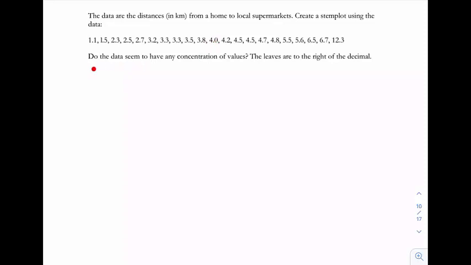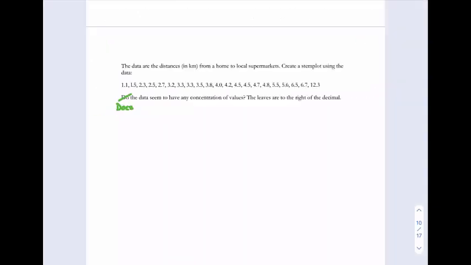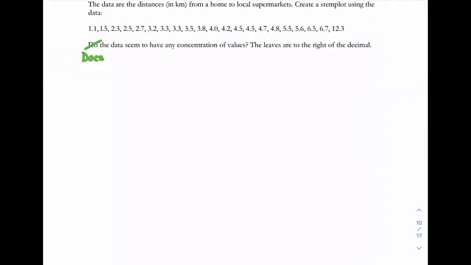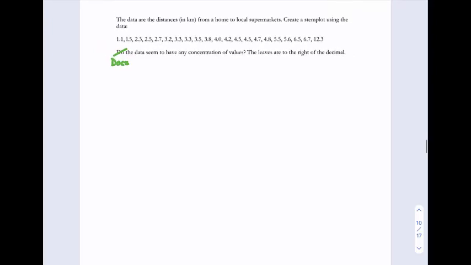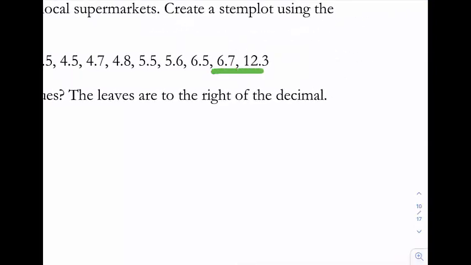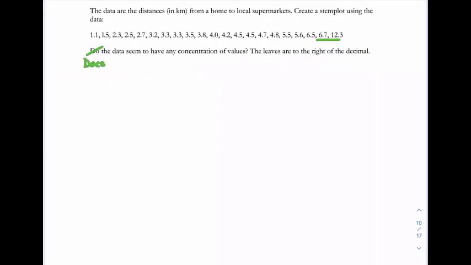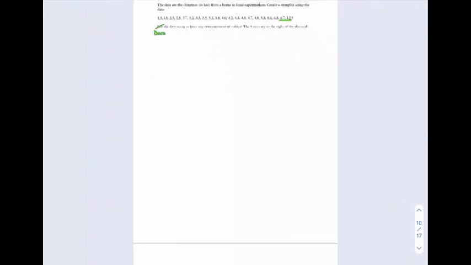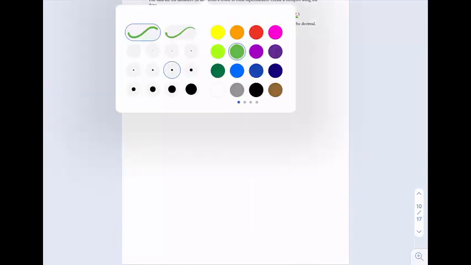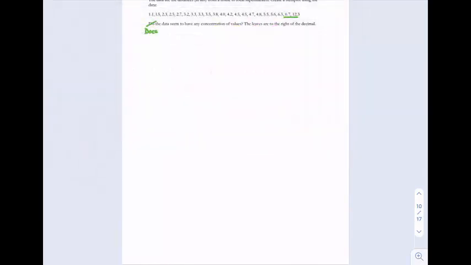Does the data seem to have any concentration of values? We'll talk about that, and whether there are any gaps. The leaves go to the right of the decimal, the rightmost digit. A reason for that is to look at the span between those two numbers, 6.7 to 12.3 kilometers from home to that local supermarket. So we have quite a span, with the line as our dividing point.